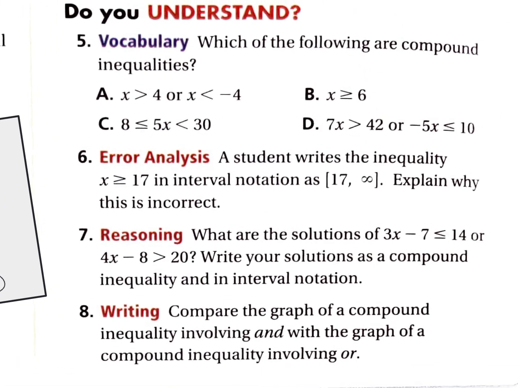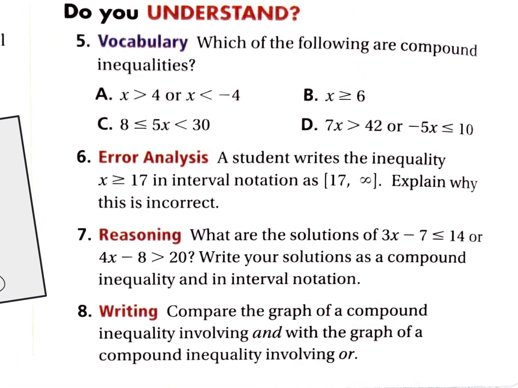Number 5 just asks which are compound inequalities. For compound inequalities, it has to have or, or it has to have and, or if it's in between, a variable in between numbers, that would be a compound inequality also. So B is the only one that's not a compound inequality.